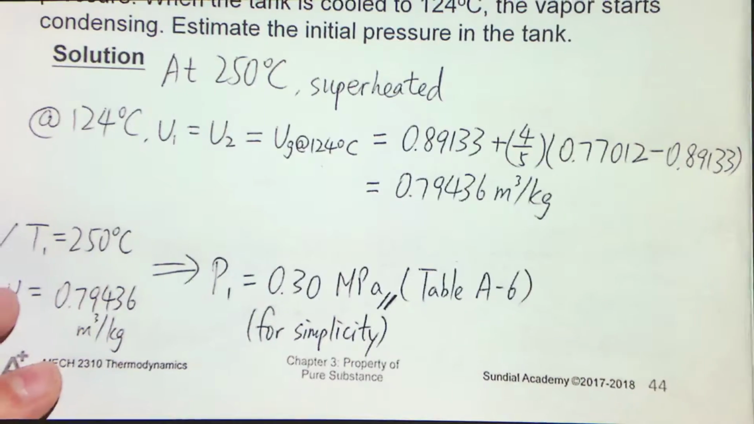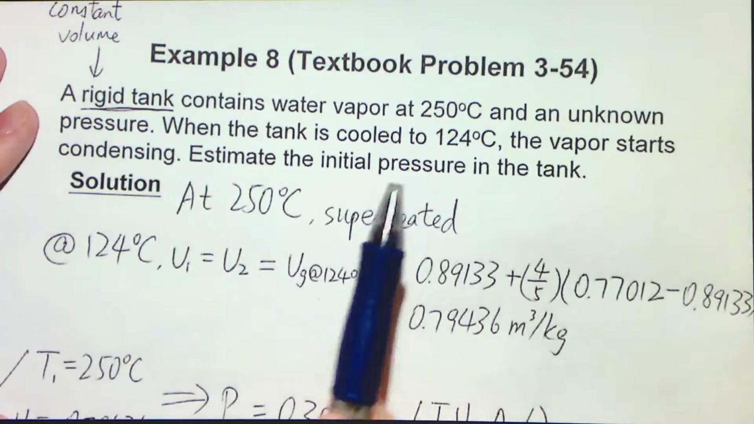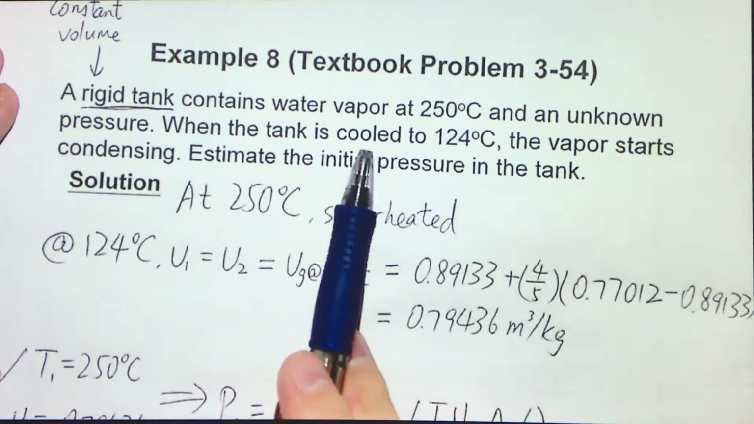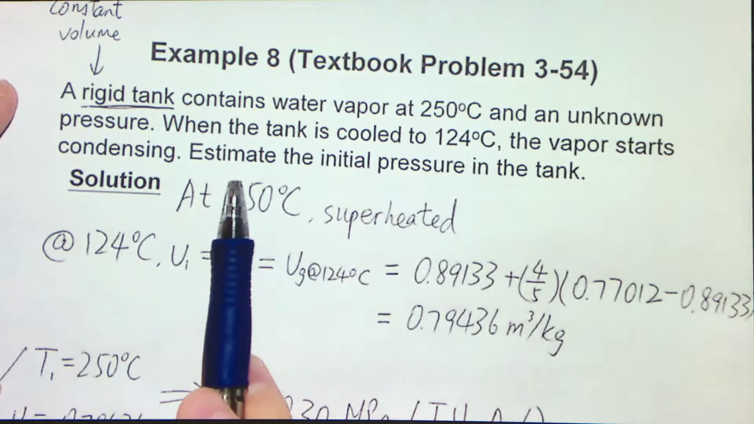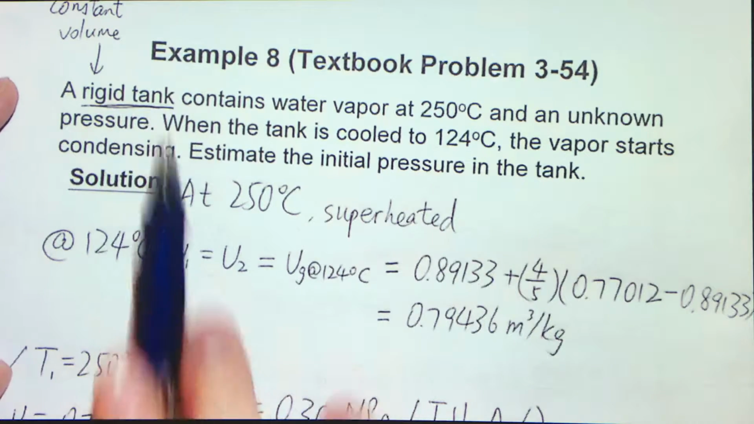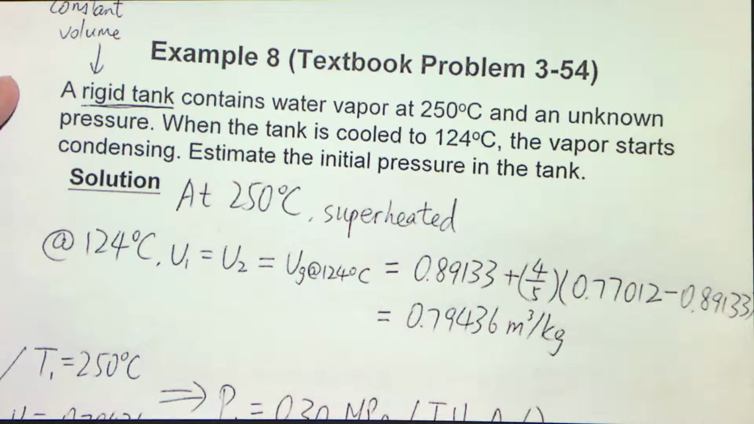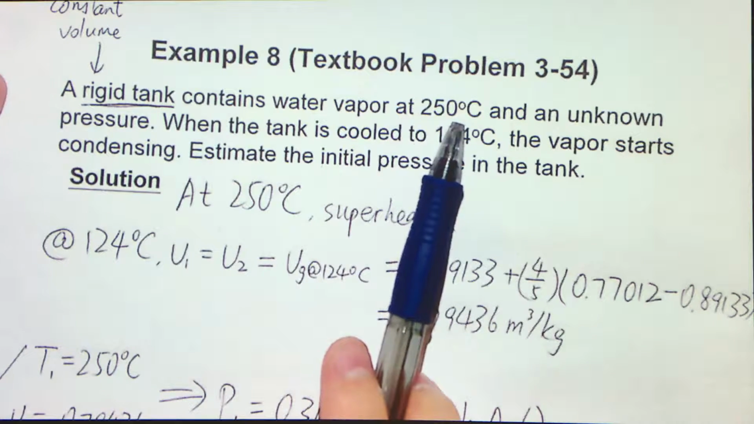Okay. So let me go through this problem again. Because we know that when the tank cools to 124 degrees C, it starts condensing, and because of the fixed mass and the rigidness of the tank, the specific volume is constant, we can conclude that at 250 degrees C it is in the superheated state.